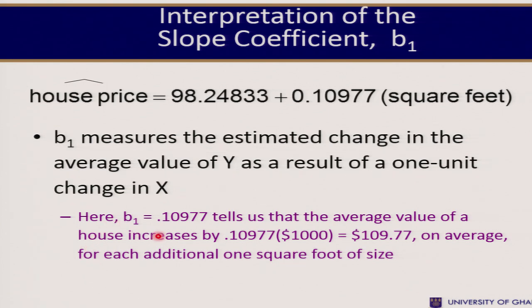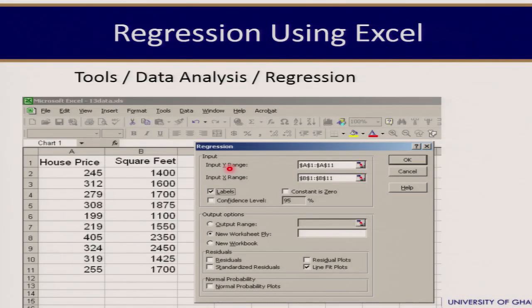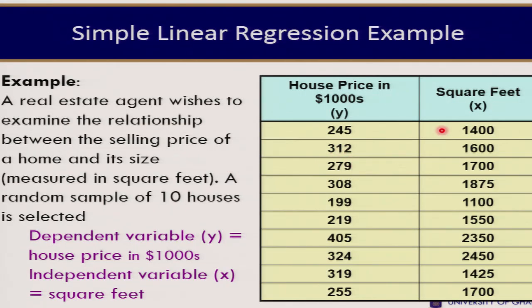So we say that here, B1 equal to 0.10977 tells us that the average value of a house increases by 109.77 on average for each additional 1 square foot of the size that is added. We can also move away from the Excel generated output and try to find or calculate these coefficients by hand.